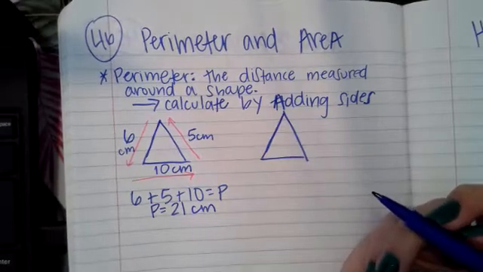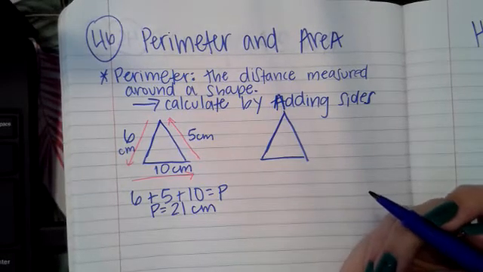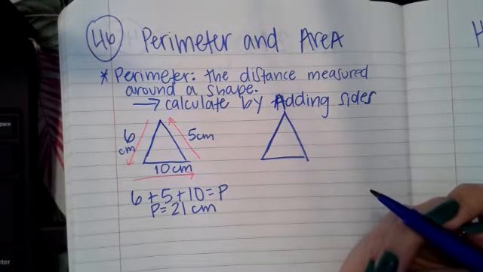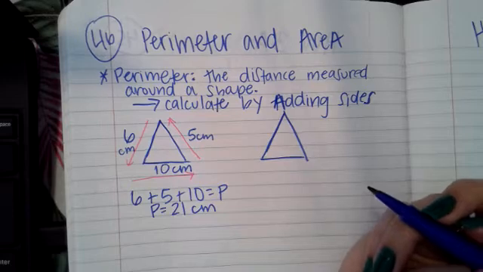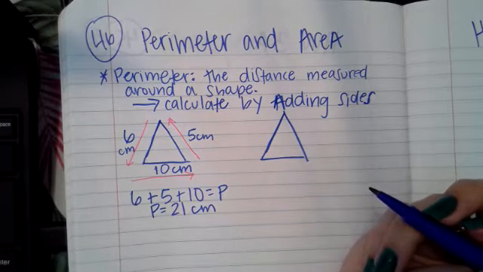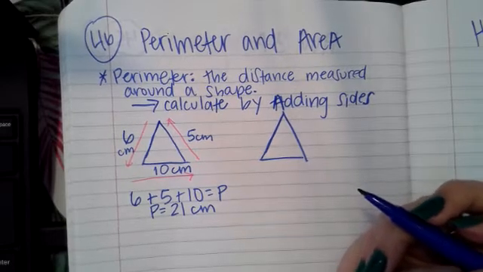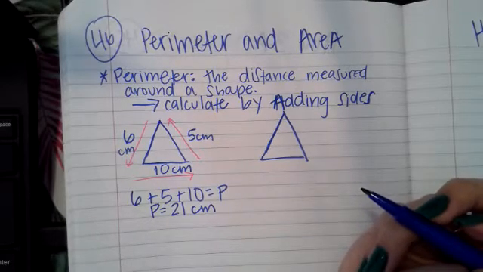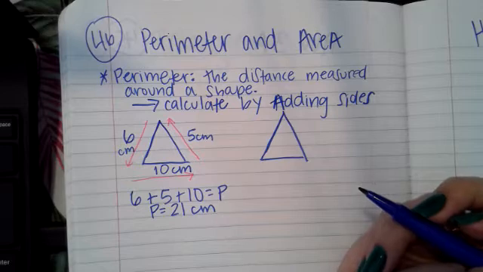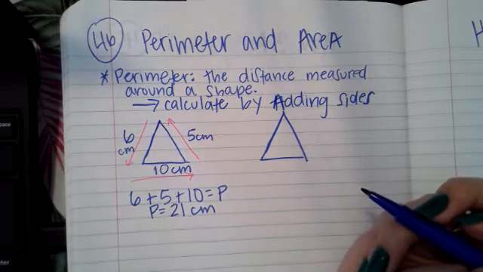A lot of times in word problems, you'll see perimeter being used like, this person needs a fence to put in their backyard. And if the length of their yard is this many feet and the width is this many feet, and it's a rectangular backyard, how many feet of fencing do they need? And really what they're asking you to do is find the perimeter.